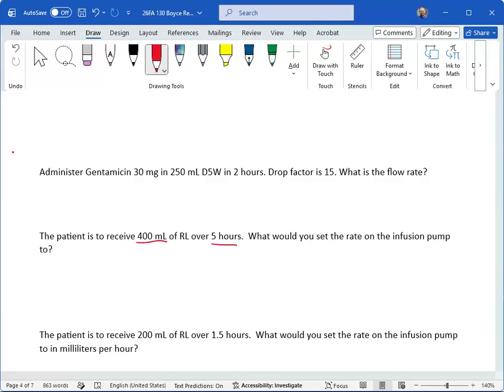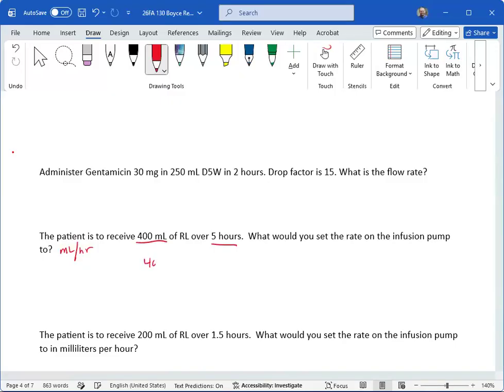So there's actually not much math involved with this. It's more about the setup. What they're actually asking you to do is calculate the rate, which is milliliters per hour. They just want to know how you would get to milliliters per hour. So how would I get to milliliters per hour?